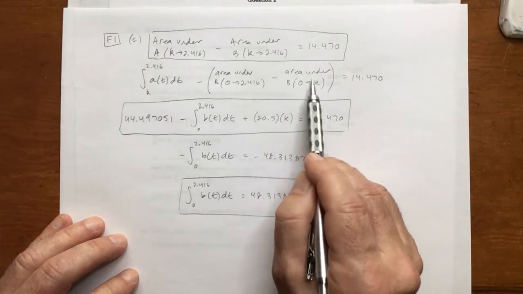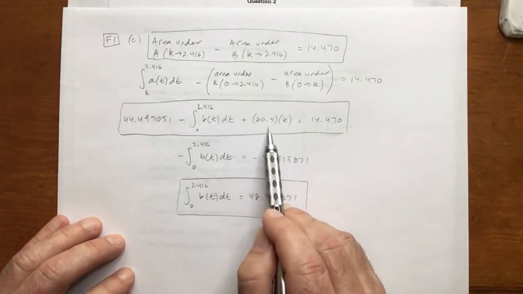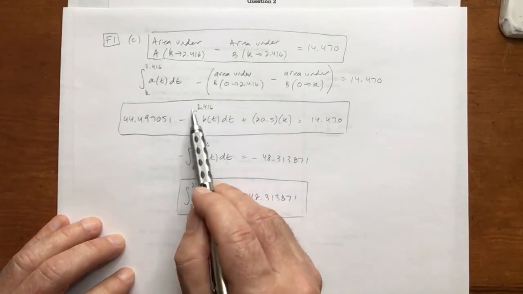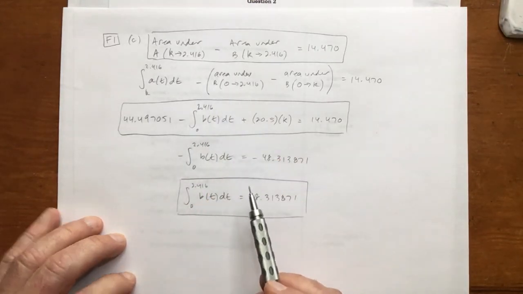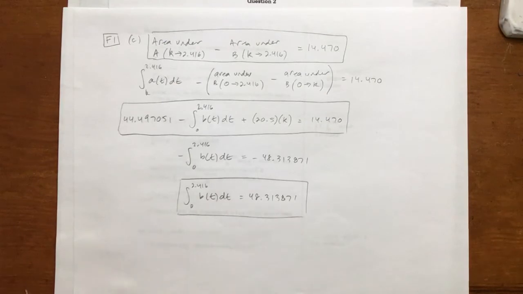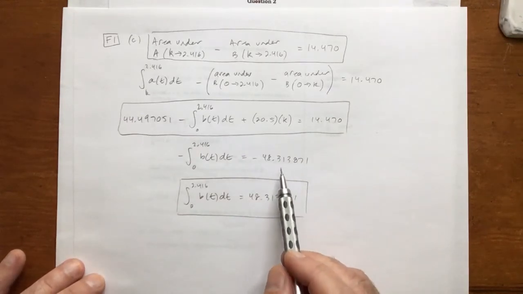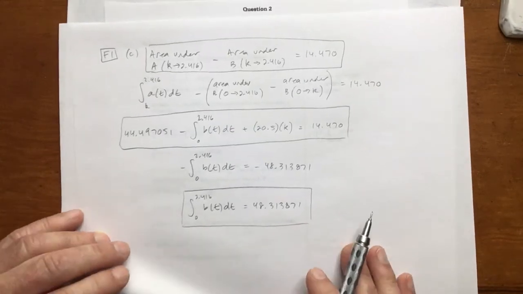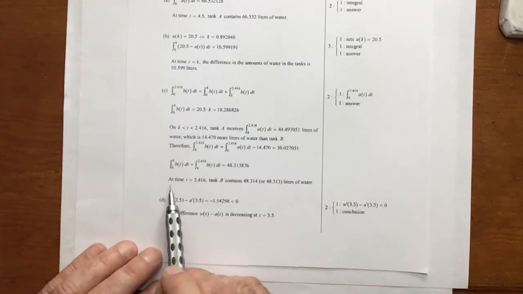And remember I told you that that left part is simply a rectangle? Note that I use the idea that it's a rectangle, base times height, for its area. And this integral right here is what we're looking for: the amount of water from 0 to 2.416 in tank B. And the rest is simply algebra. Note that I left a lot of decimal places, and only in the end would I round my answer, and we can look at the way in which they wrote their answer correctly.